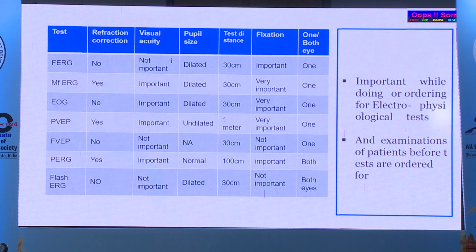Pupil dilatation is required in some of the tests, like in pattern VEP, the patient does not need to be dilated. Pattern ERG also can be done in an undilated condition. Then test distance also varies. In some of the tests, it is 30 centimeters. In some, it is 1 meter. And fixation is also very important. Like in full field ERG, it is very important. In multifocal ERG, it is very important. And in VEP, it's not important.